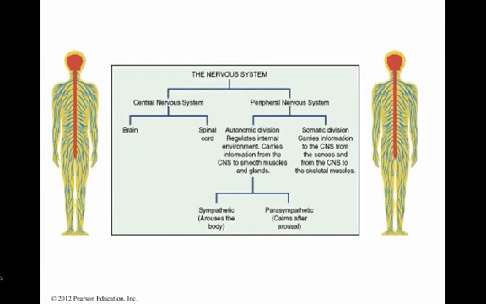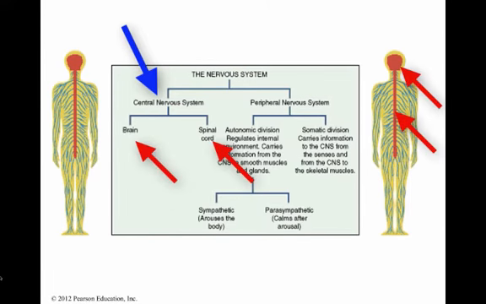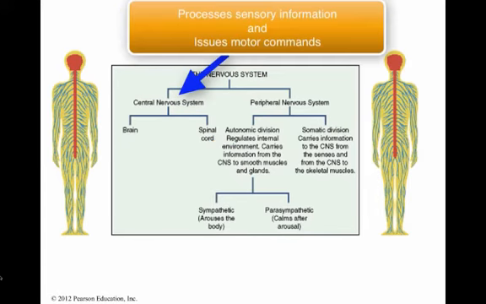The nervous system can be divided into anatomical and functional divisions. Anatomically, the nervous system is divided into the central nervous system and the peripheral nervous system. The central nervous system consists of the spinal cord and the brain. The central nervous system is responsible for integrating, processing, and coordinating sensory data and issuing motor commands.